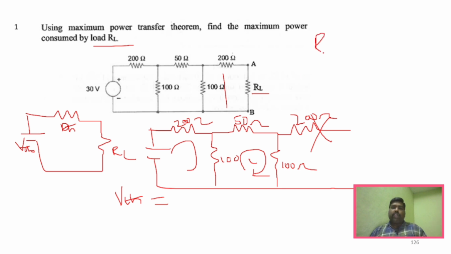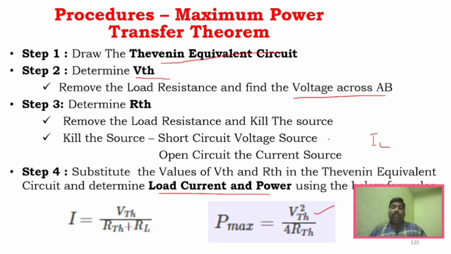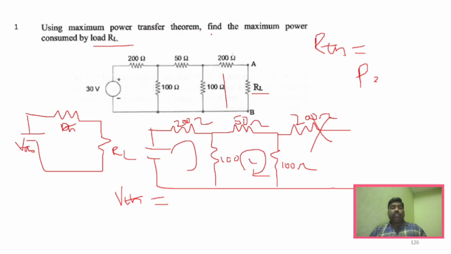And once you find RTH, we have to substitute this in this equivalent circuit, and then you will be able to find the power value. I have already given the formula for the power value. If we find VTH and RTH, you can calculate the power. The power that is calculated is the maximum power, right? So whatever I said, that is what we're going to do here.